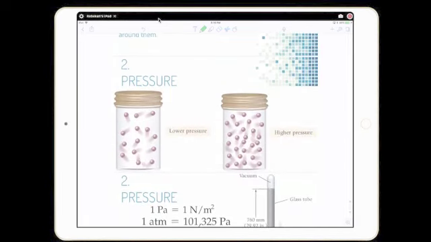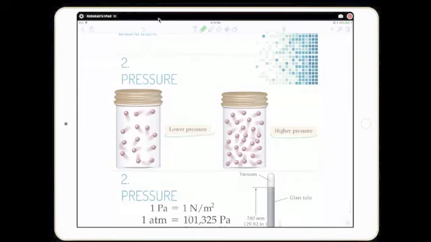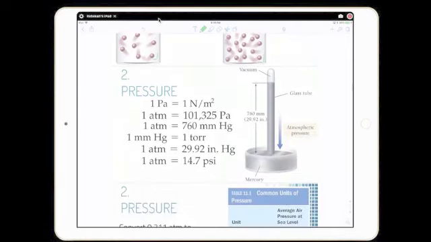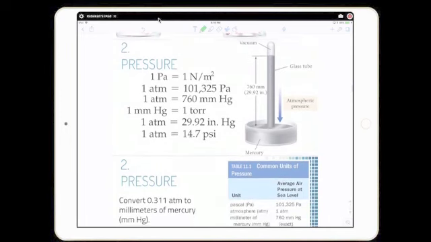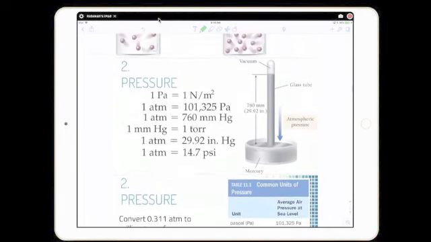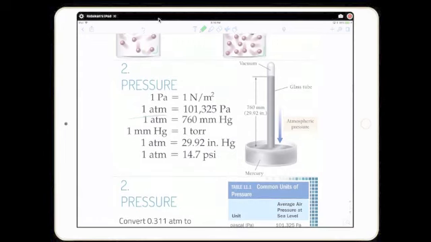And here are just some more images showing you what conditions would have lower or higher pressure. Fewer particles would have lower pressure, more particles would have higher pressure. All of the units of pressure. Pressure comes in a lot of units. The conversions that you need to know are right here, these two. You may use this one sometimes, but you really need to know these two.